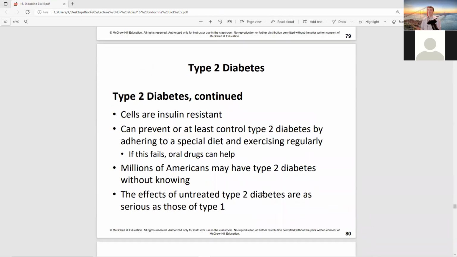Cells are insulin resistant. You can prevent or at least control type 2 diabetes by adhering to a special diet and exercising regularly. If this fails, oral drugs can help. Millions of Americans may have type 2 diabetes without knowing. The effects of untreated type 2 diabetes are as serious as those of type 1.